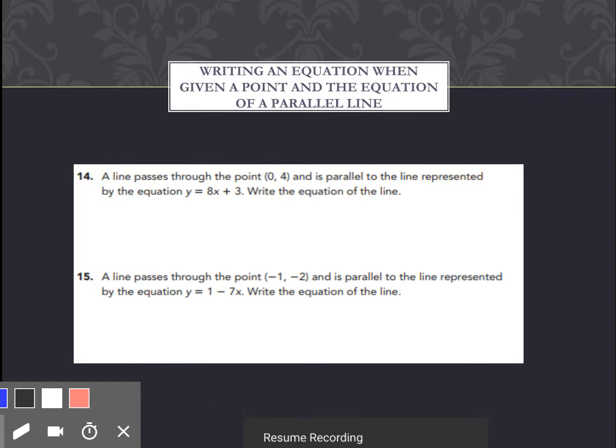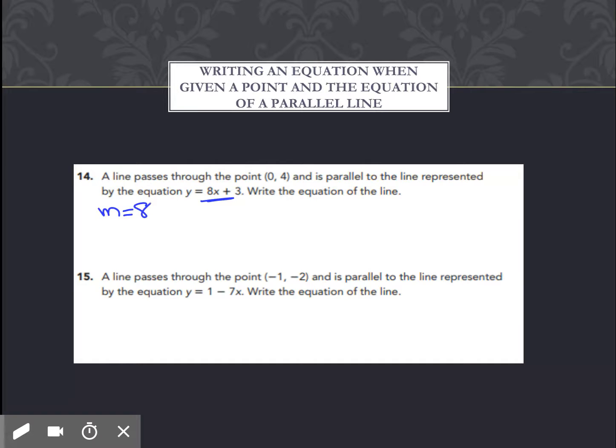Okay, number 14. The line passes through the point (0, 4) and is parallel to the line represented by the equation y equals 8x plus 3. So the slope in this line, m equals 8. Now for this one, I'm going to show you a shortcut. Notice our point is (0, 4). Because you have an x of 0, you know that the y is the y-intercept. So we already know that our y-intercept is 4. So right away we can write the equation of that line as y equals 8x plus 4.